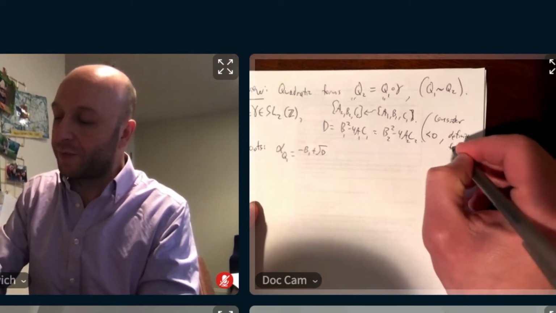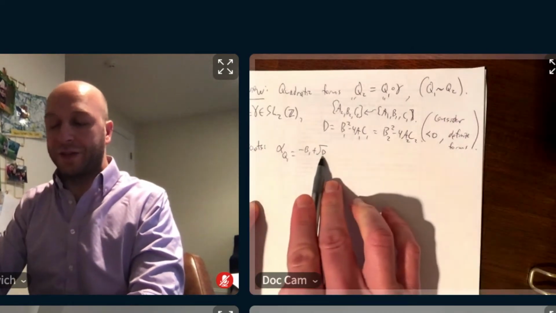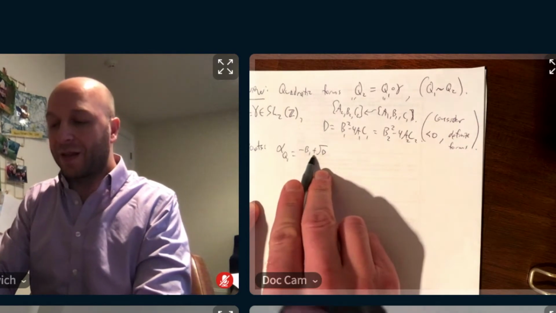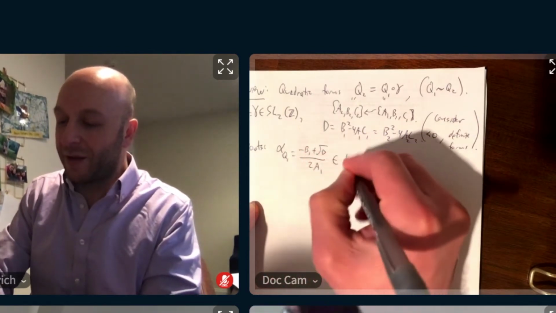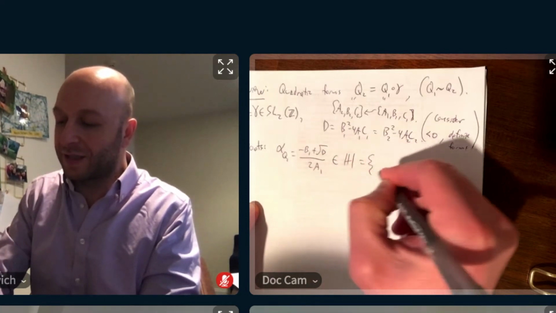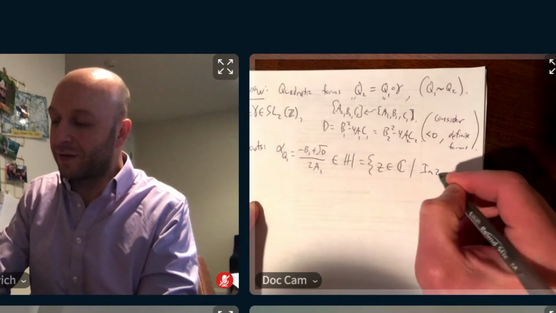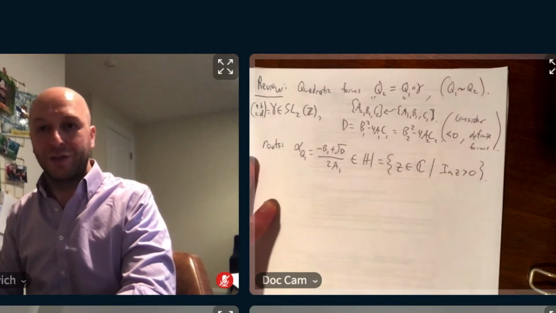So the discriminant is negative, so this D is an imaginary number, and I'm taking the plus sign, so this is over 2a1. This is in the upper half plane. That's the set of complex numbers with imaginary part positive. We've just split the complex plane into two.